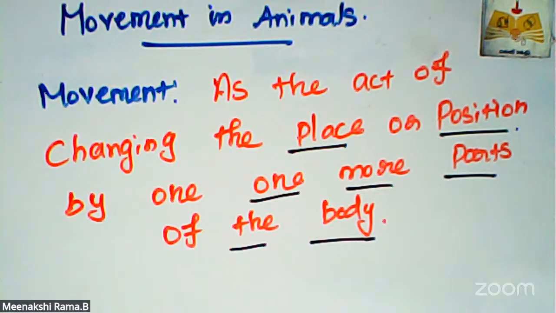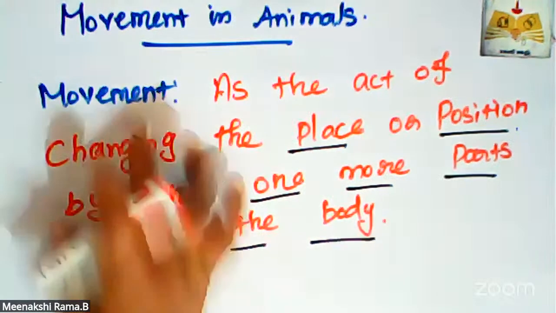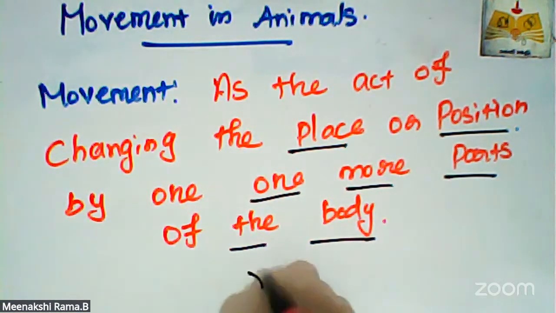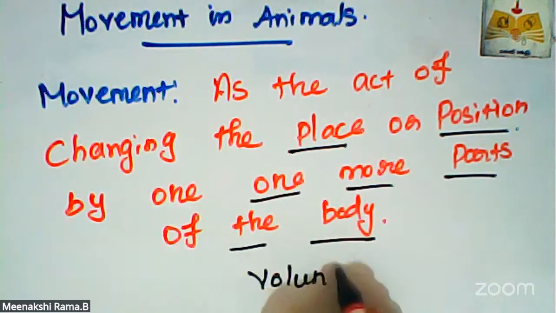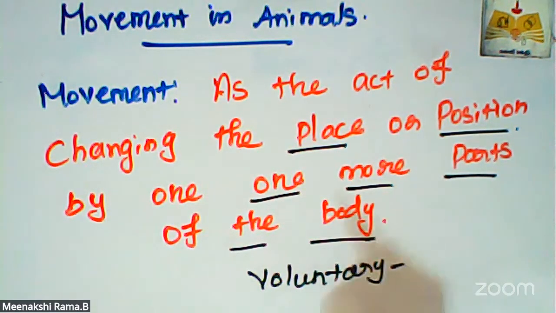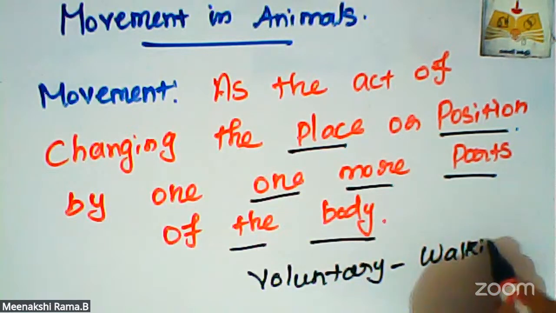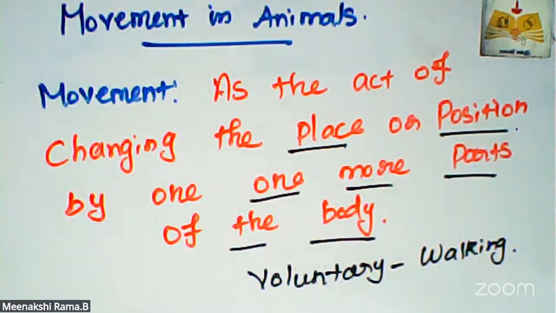Walking is a voluntary movement. Breathing is an involuntary movement. Yes, movement is of two kinds: voluntary movement and involuntary movement. Voluntary movement means walking, running, jumping, and then reading, writing. These are all examples of voluntary actions.